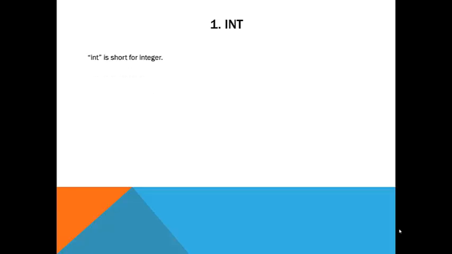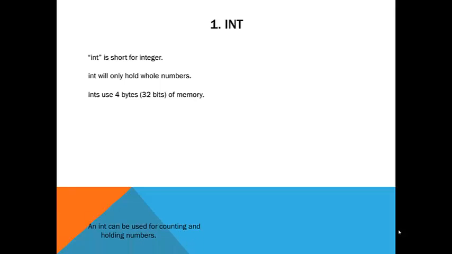Int is the keyword used to declare a variable, which we'll talk more about later, and is short for integer. An integer is a whole number, which means no fractions or decimals, but it can be positive or negative. In memory, an int is 4 bytes long and is useful for containing and storing whole numbers.